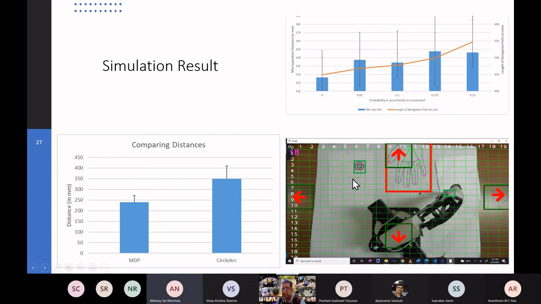Then we also did a simulation study by actually putting the hand in various positions, but we didn't move the robot, just put the hand in different positions. Wherever we put the hand, we marked them in red as obstacles and simulated the robot's position for different values of source and target. By comparing the Markov decision process based algorithm with a geometry-based navigation algorithm, we found that the Markov decision process based algorithm statistically significantly reduced the distance the robot needs to move without compromising safety. That means maintaining a safe distance from the hand.